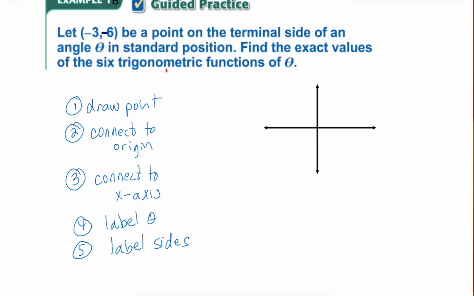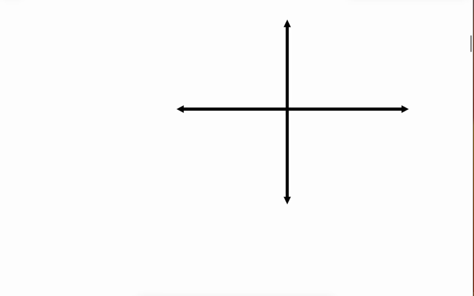Okay. So we have this point, negative 3, negative 6. That does say negative 3 or negative 6. We are going to draw it, and then we are going to find the exact values of the 6 trig functions for that. Now, negative 3, negative 6 will be in quadrant 4. No, that's quadrant 3. We'll be in quadrant 3. So let's put a dot at that location.